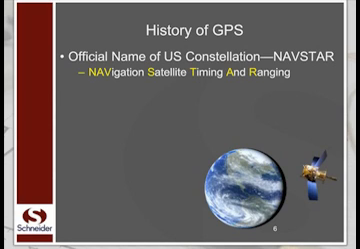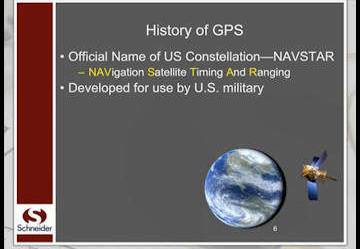The satellites that the U.S. sent up are called Navstar satellites, which stands, as you can see there, for Navigation, Satellite Timing, and Ranging. That's where the acronym came from, and you can probably guess that was a military name.